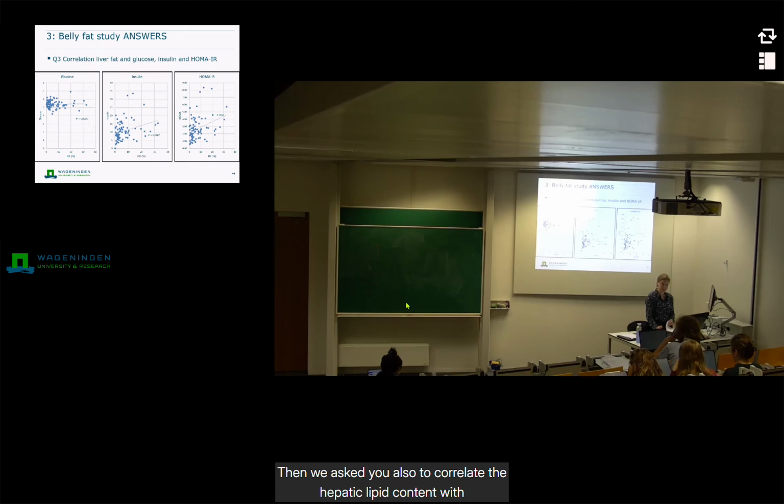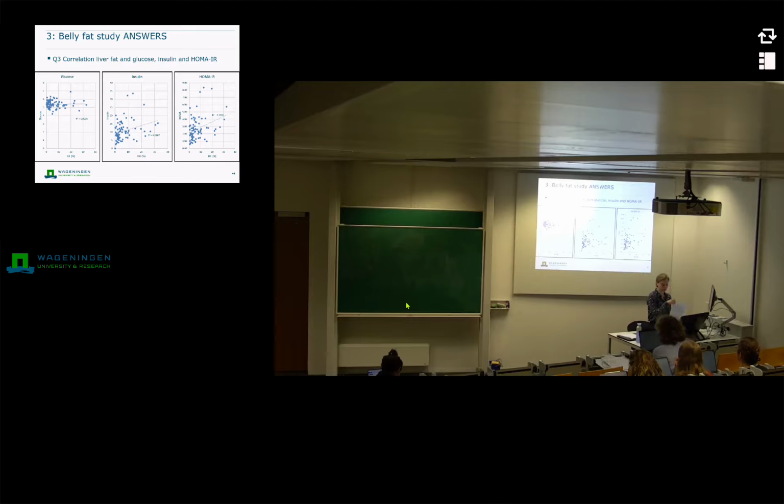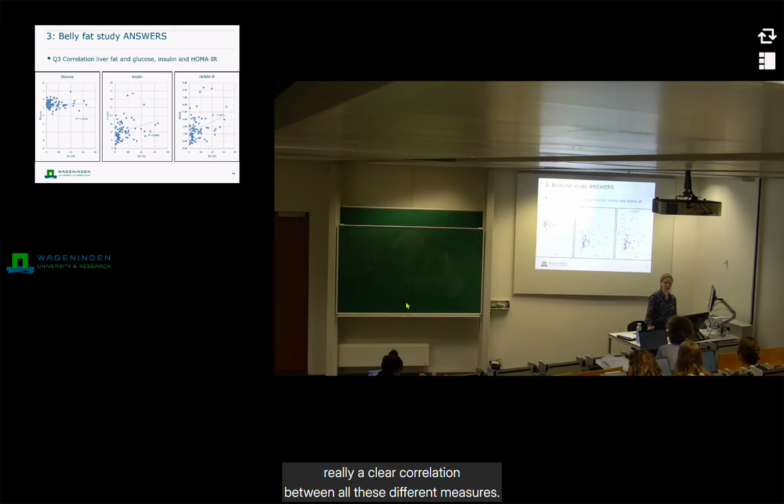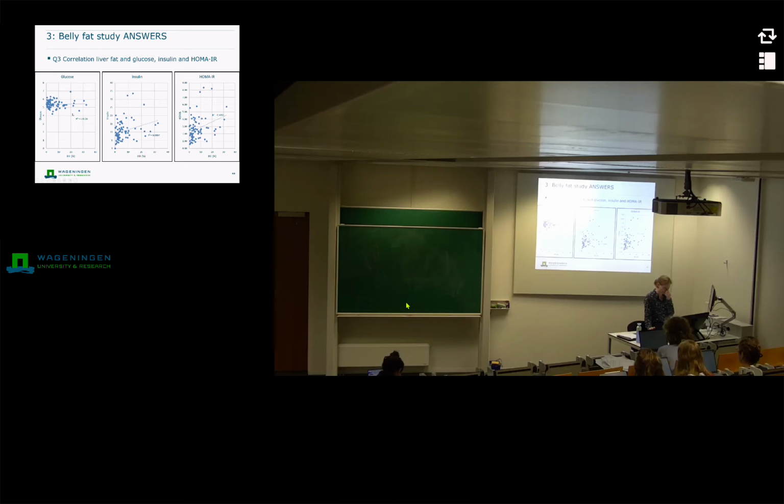Then we also asked you to correlate the hepatic lipid content with glucose, insulin, and HOMA-IR levels. And some of you already said, well, there's not really a clear correlation between all these different measures. Especially for glucose, you see quite a flat line and just a cloud of values. Also, the R squared is quite low. But for insulin and HOMA-IR, the associations are a bit more clear.